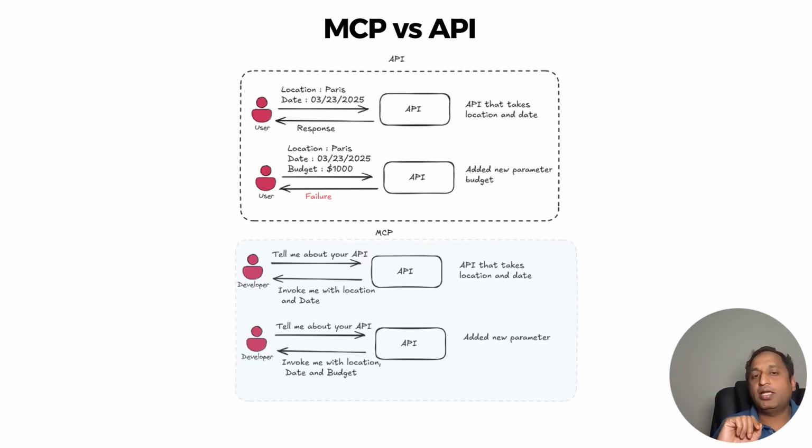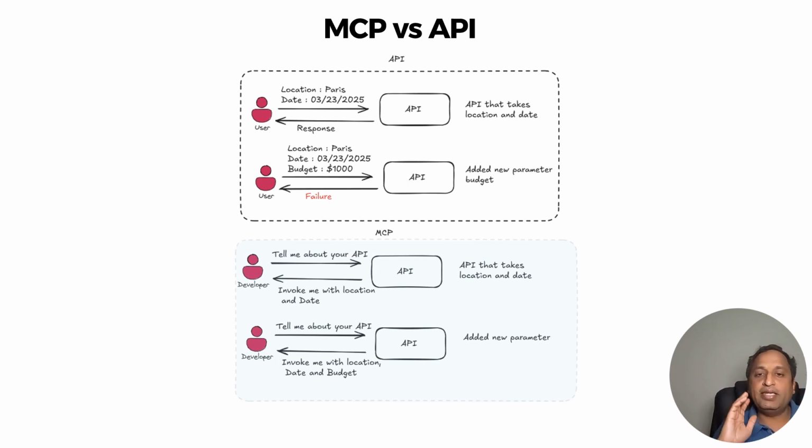Now let's understand the difference between Model Context Protocol, or MCP, versus an API. You might ask this question: MCP is pretty much doing the same job as an API. So what is the difference? How is it actually going to make my life easier?